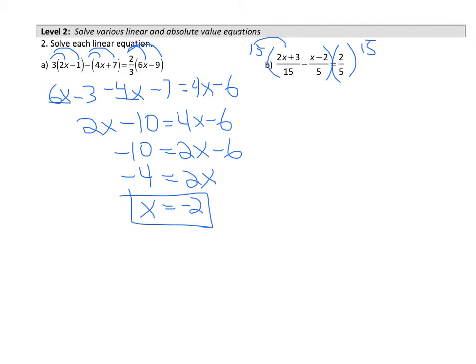When I multiply 15 by this first term, the 15 cancels with the 15 in the denominator, and you just get 2x plus 3. Multiplying 15 by this next term, I can divide 15 by 5 first, which gives me 3, and then I can just multiply 3 times the quantity x minus 2. On the other side, I can divide 15 by 5 first and get 3 times 2, which is 6.